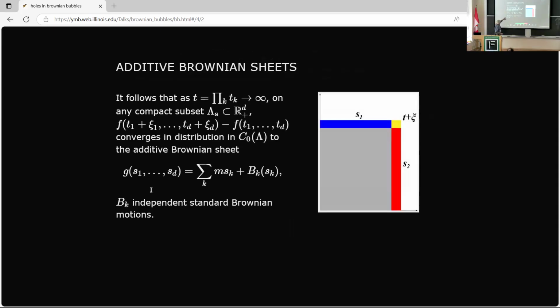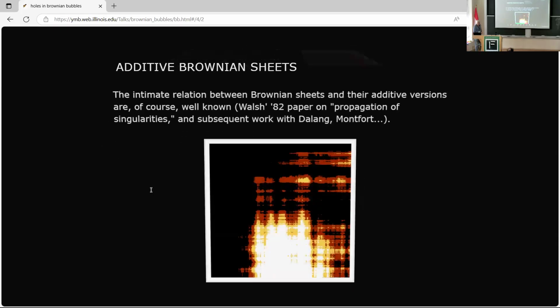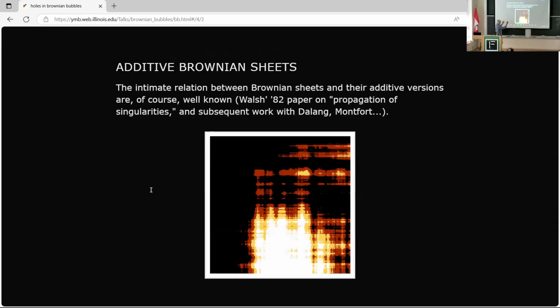So essentially, your function will be close in S naught norm, for T large enough with high probability, to a sum of one-dimensional Brownian motions with drift. So of course it simplifies matters dramatically, and people knew for a while, at least for like 45 years, that this multi-dimensional, multiparametric Brownian motion is essentially indistinguishable from a sum of univariate functions.